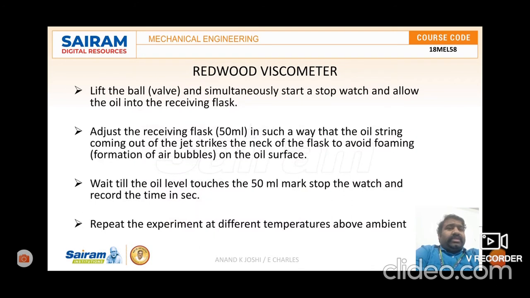Next, we have the important procedure: lift the ball valve and simultaneously start the stopwatch, and allow the oil to flow into the receiving flask.